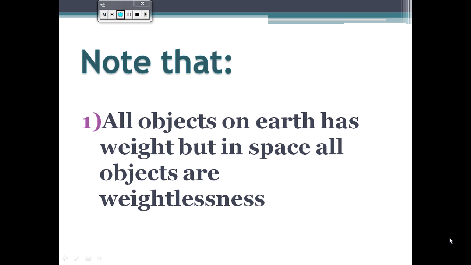Note that all objects on Earth have weight because there is a gravitational force of Earth that attracts the body. But in space, all objects are weightless, meaning without weight.